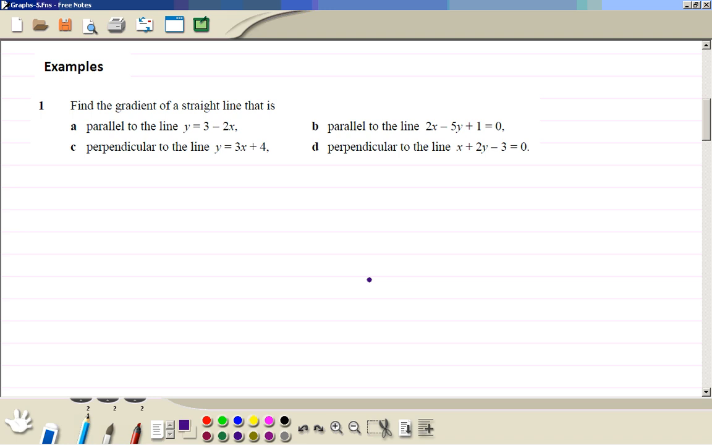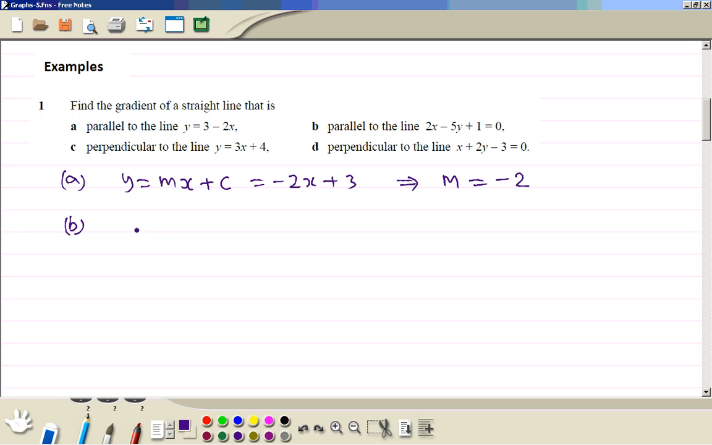Now we do these examples. So A, comparing to y equal to mx plus c, so we have minus 2x plus 3. So therefore the gradient m is just equal to minus 2.